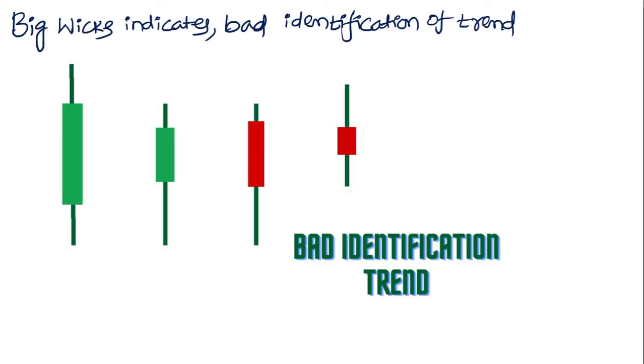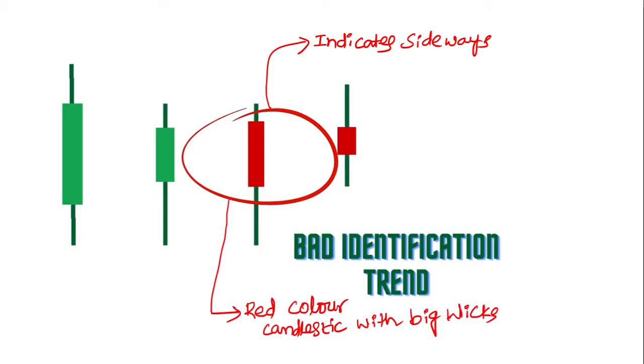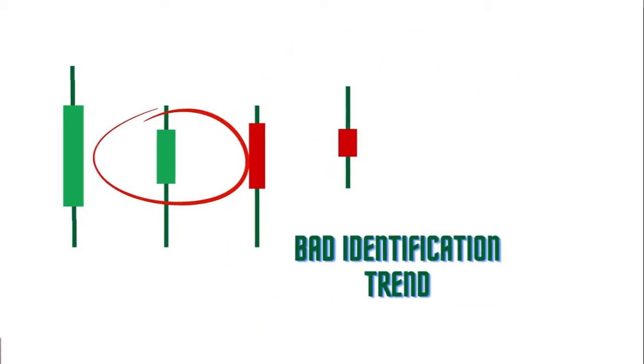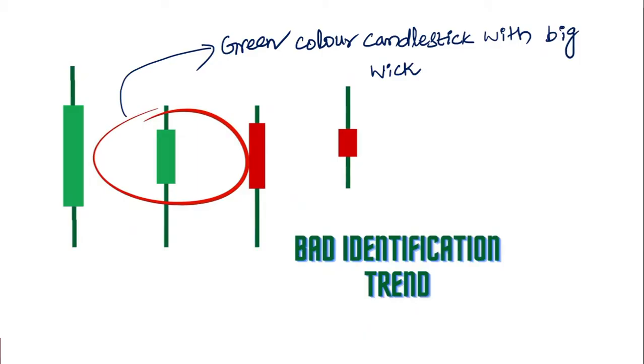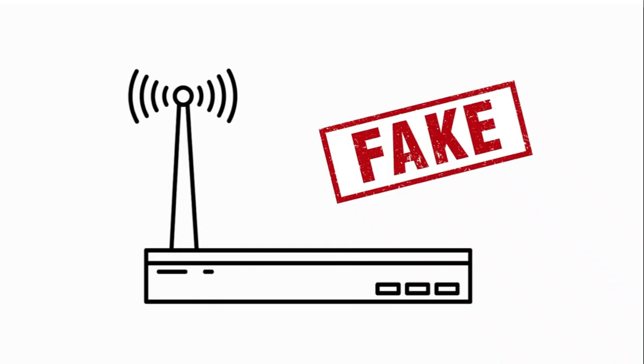Big wicks indicate bad identification of trend. This is bad. Here you have got big wicks, isn't it? It indicates sideways. Big wick means what? It indicates sideways. Red color candlestick with big wicks means what? It may reverse. Even after sideways, it may reverse and then increase, isn't it? Just see this one. This one is a green color candle with big wicks, isn't it? What does it mean? Possibility of not continuing uptrend, isn't it?